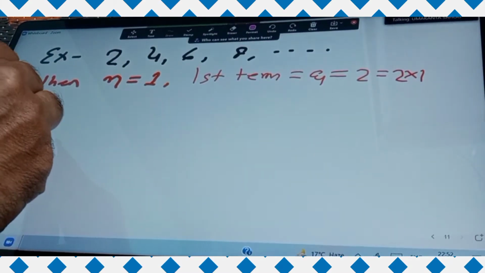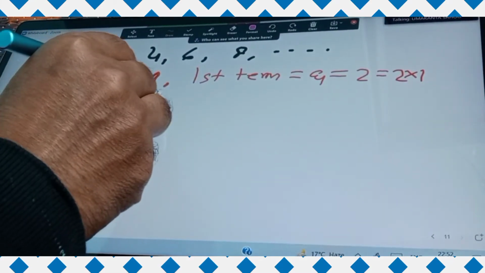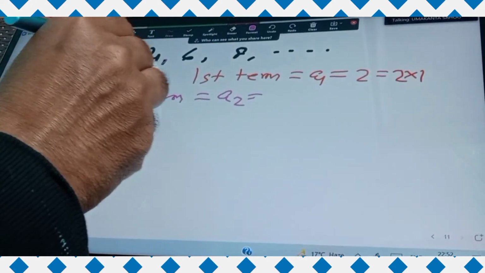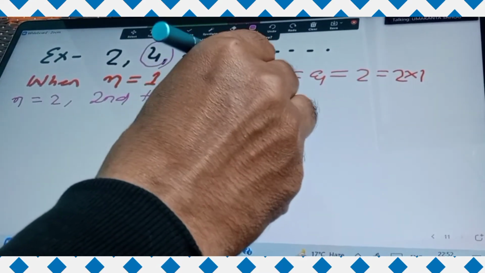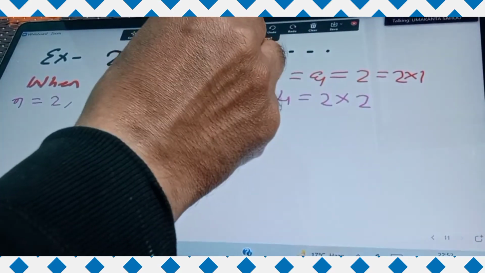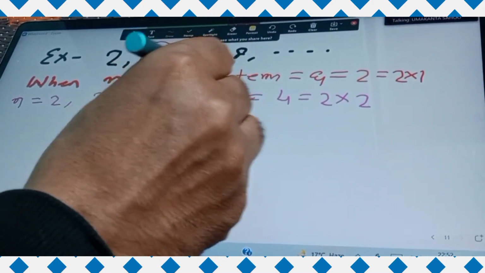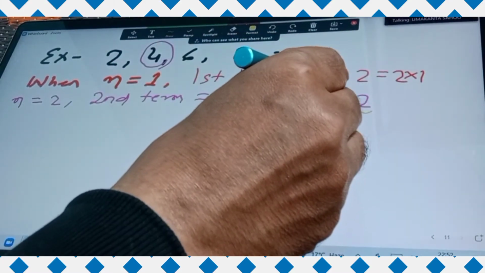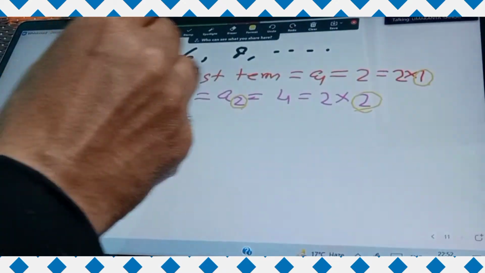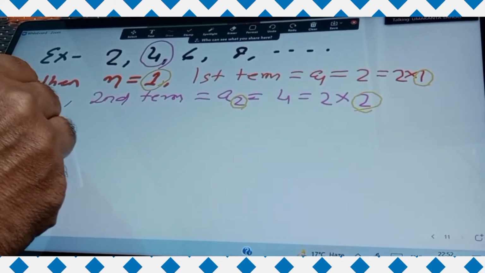Similarly, when n is equal to 2, we shall get the second term. What is the second term? The second term, a2, is 4. Can you modify it? 4 is equal to 2 into 2. Understand one interesting fact here: when n is equal to 2, you are getting the second term, a2, and this number 2 is related to this number. When n is equal to 1, 1 is related to 1. Are you finding some interesting fact here? Yes. Similarly, when n is equal to 3, we shall get the third term.